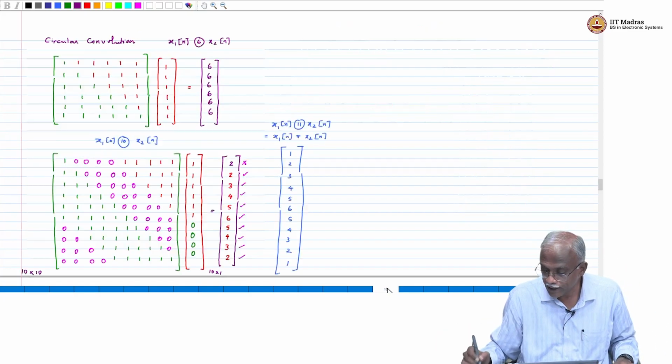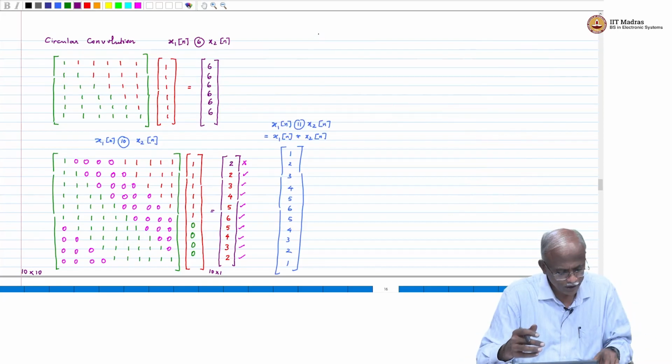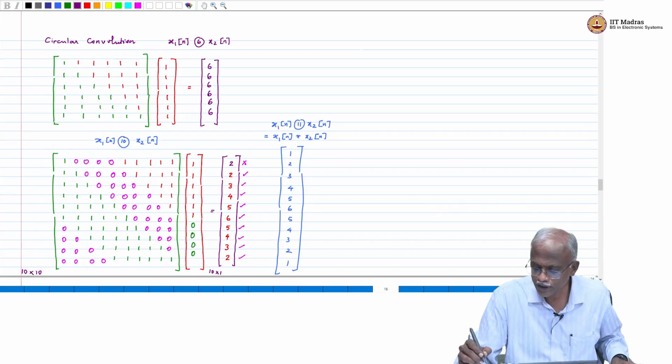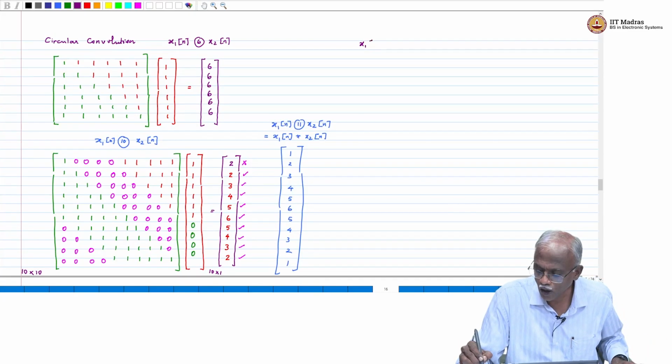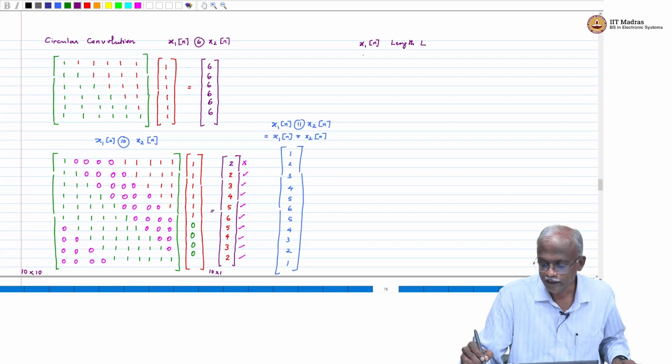Now, here is the important theory, the context in which we are looking at it. Supposing you had x1 of n, it had length L, x2 of n had length P.